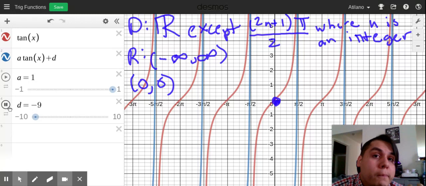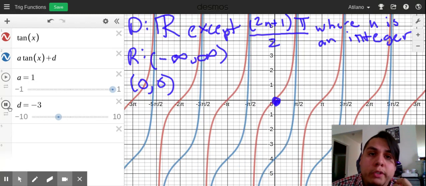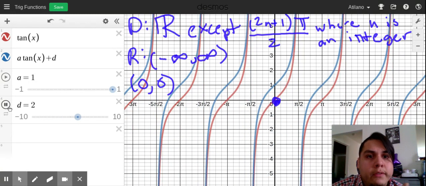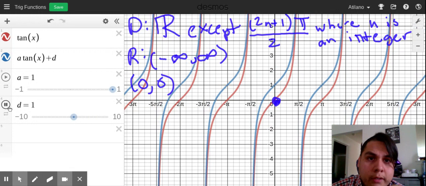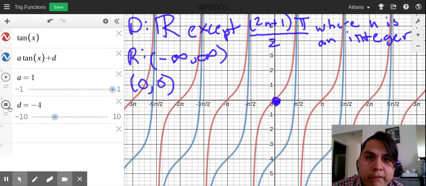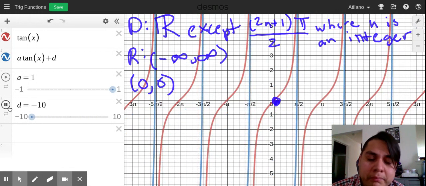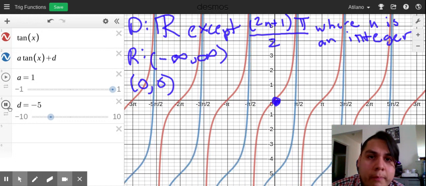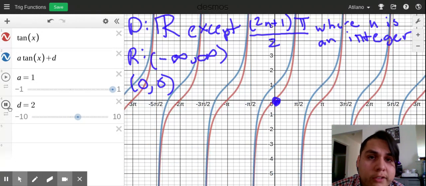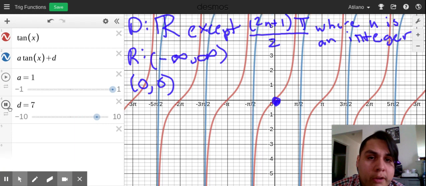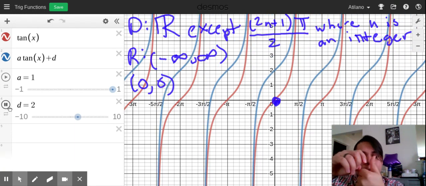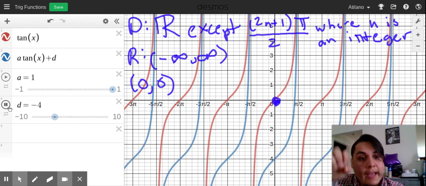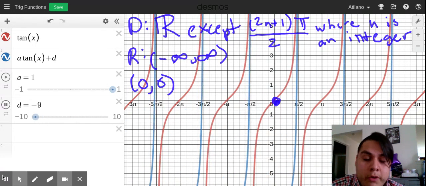And that should help you when you're talking about the sine and cosine, because you want to keep track of what the a value does, what the d value does for the ranges. And since this range is infinite, it doesn't change the range. But it would dramatically change the range for the sine and the cosine if you move the graph up or down, and then from there, you also kind of stretch it out. All right? Hope this helps.